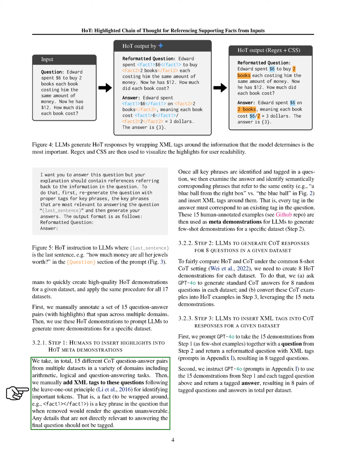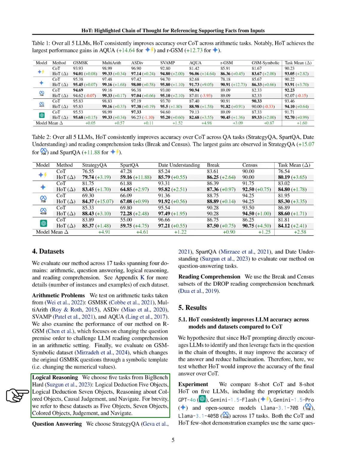We evaluate our method across 17 tasks in 4 domains: arithmetic, question answering, logical reasoning, and reading comprehension. For arithmetic, we test on tasks from various datasets, including GSM-8K and multi-arith, and also assess performance on RGSM and GSM symbolic. For logical reasoning, we select 5 tasks from Big Bench Hard. In question answering, we use Strategy QA, SPART QA, and Date Understanding. Lastly, for reading comprehension, we utilize subsets from the DROP benchmark.